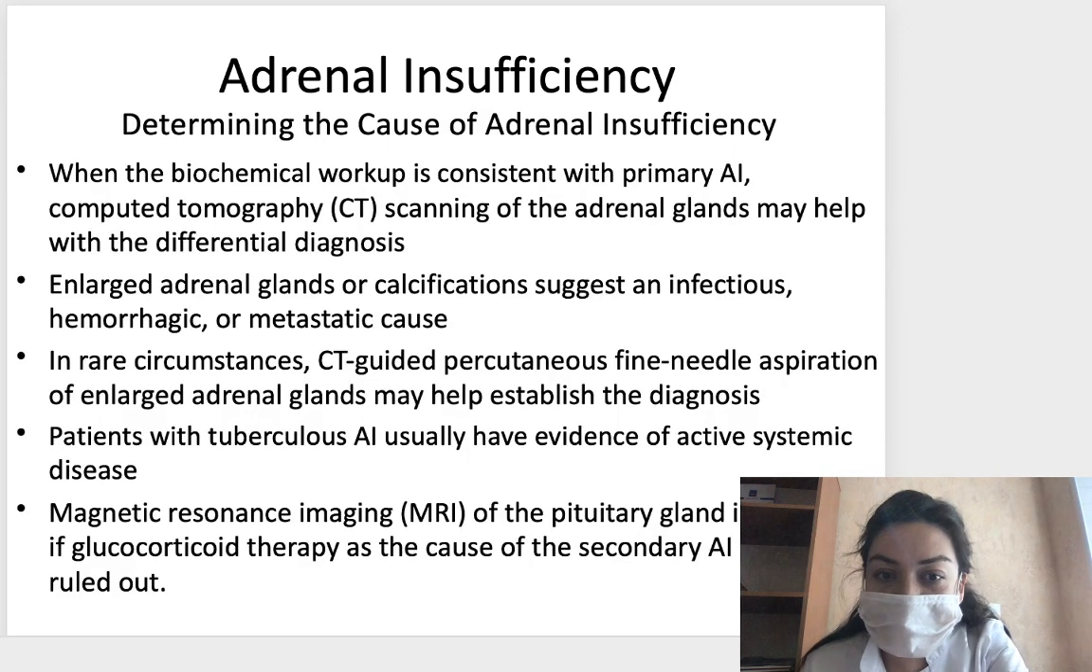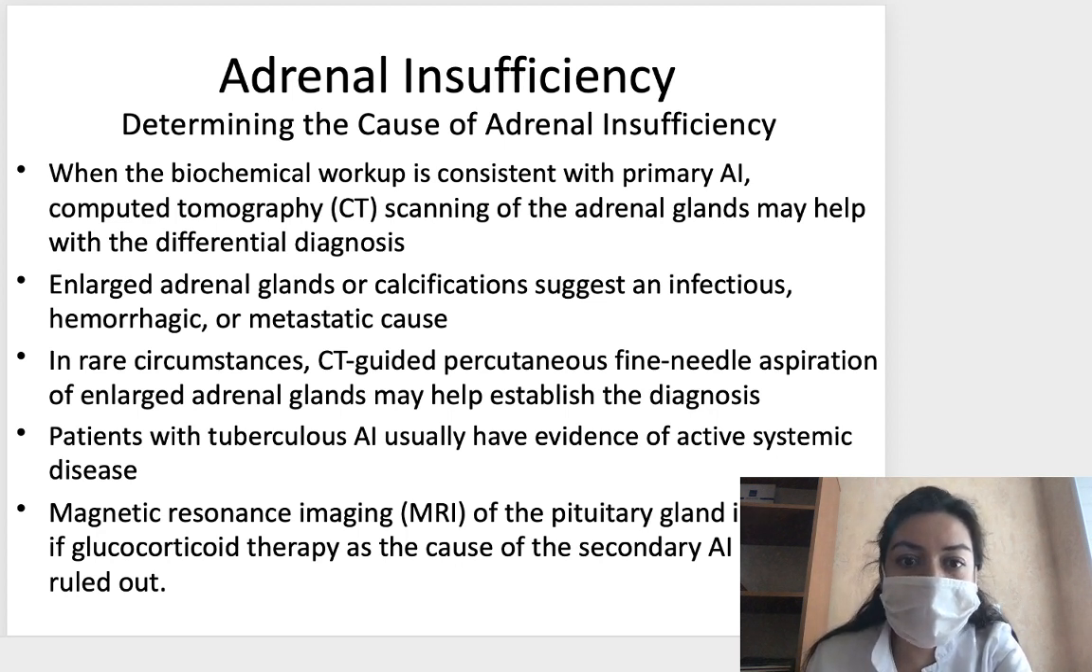Okay, and last step, it is determining the cause of adrenal insufficiency. When the biochemical workup is consistent with primary adrenal insufficiency, computed tomography scanning of the adrenal glands may help with the differential diagnosis. Enlarged adrenal glands or calcification suggest an infectious, hemorrhagic, or metastatic cause. In rare circumstances, CT-guided percutaneous fine needle aspiration of enlarged adrenal glands may help establish the diagnosis.